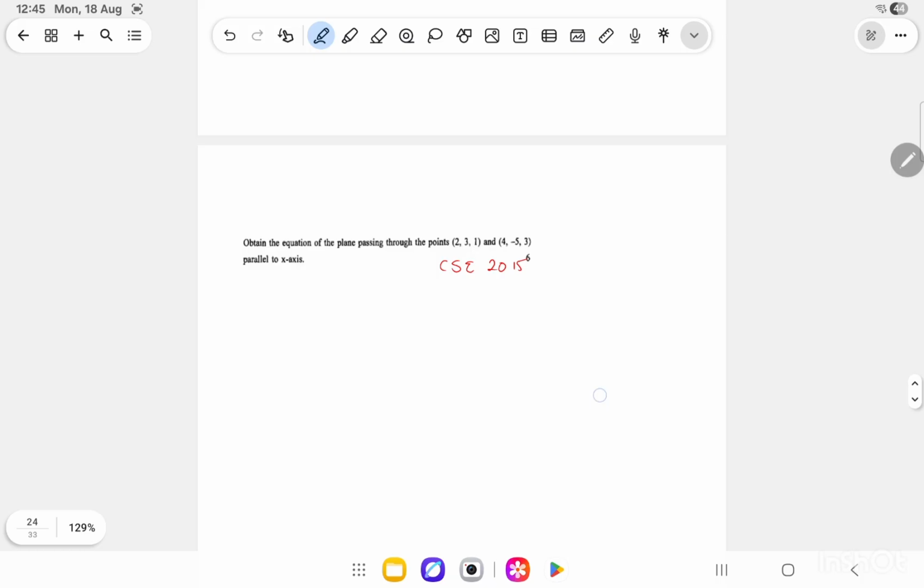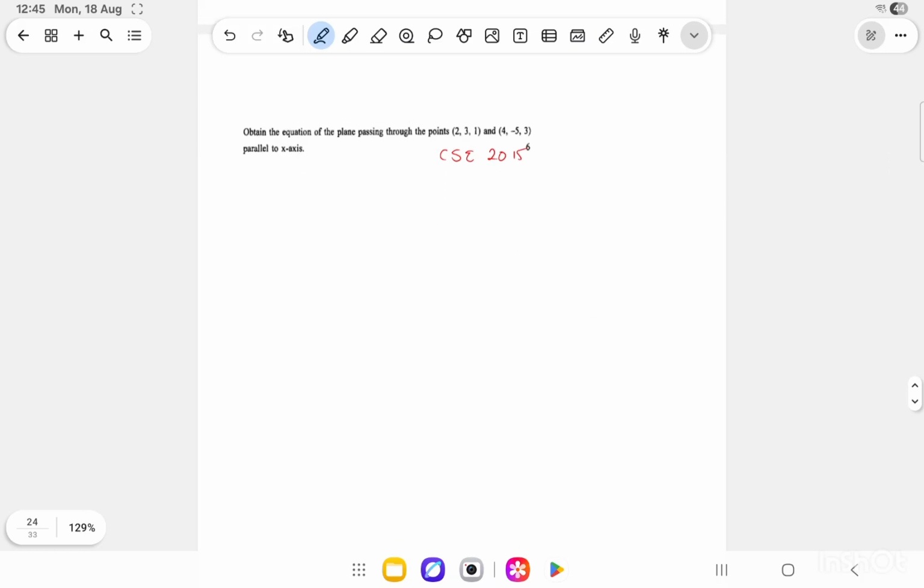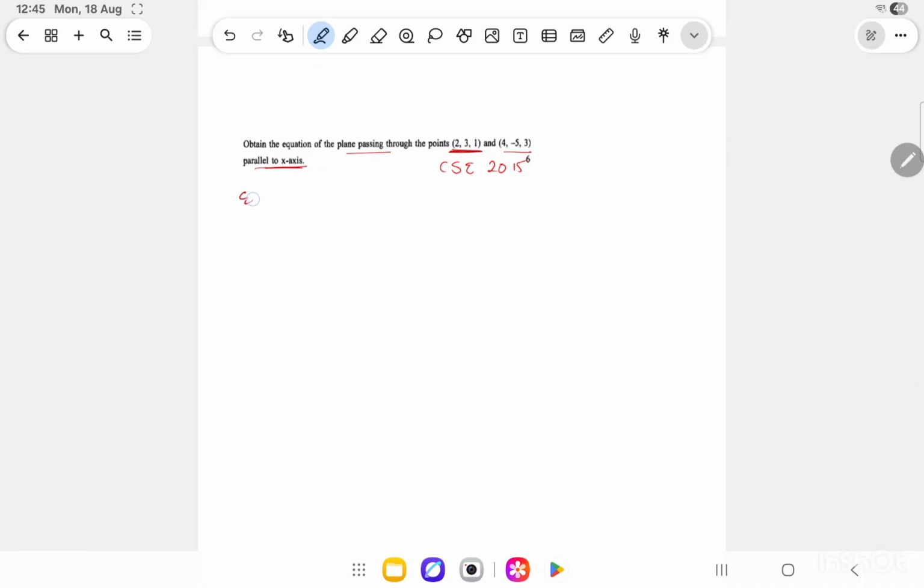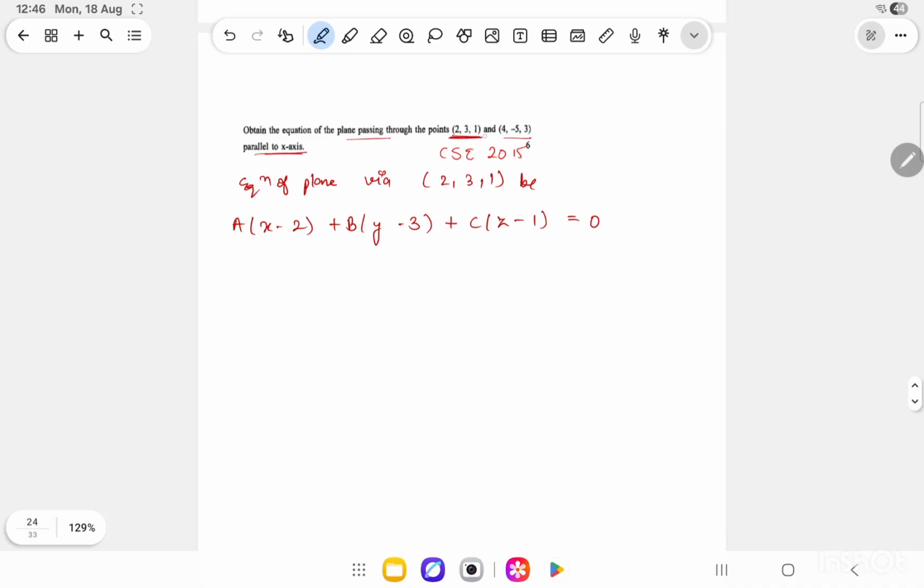So let us move on to the next question. In the next question they have asked to find the equation of a plane passing through this point and parallel to the x-axis. So the equation of a plane via the point 2, 3, minus 1 is a into x minus 2 plus b into y minus 3 plus c into z minus 1 equals 0, where a, b, c are direction ratios of the normal to the plane, which is passing through the point 2, 3, minus 1.